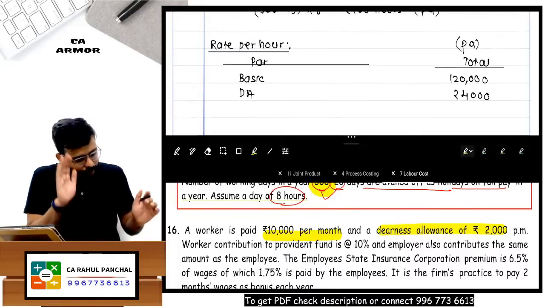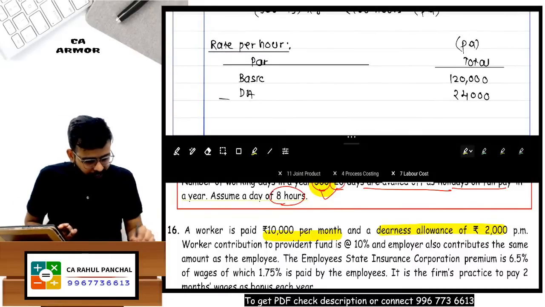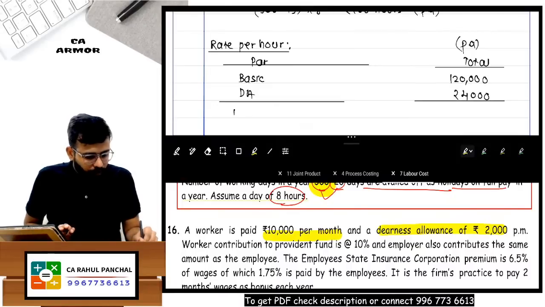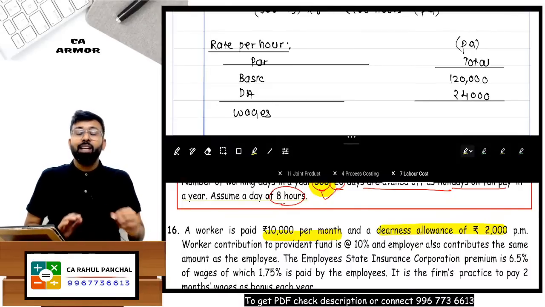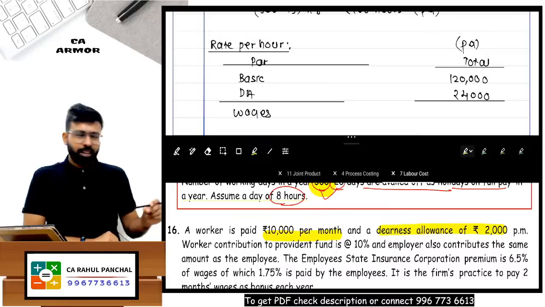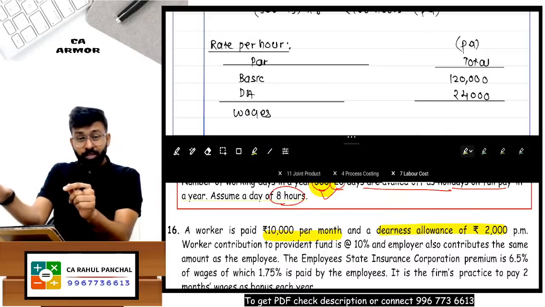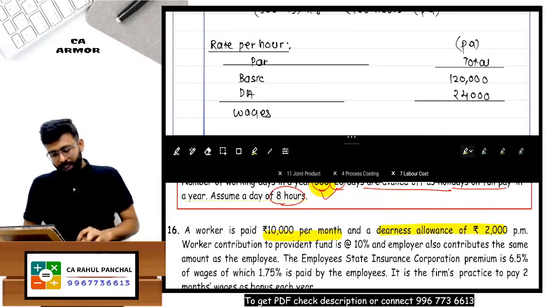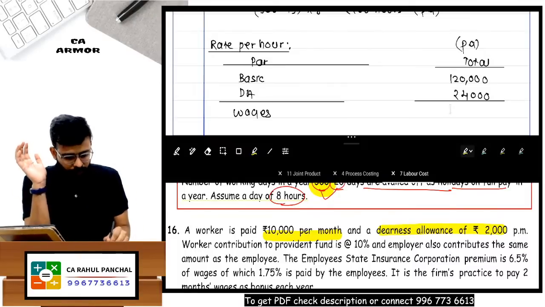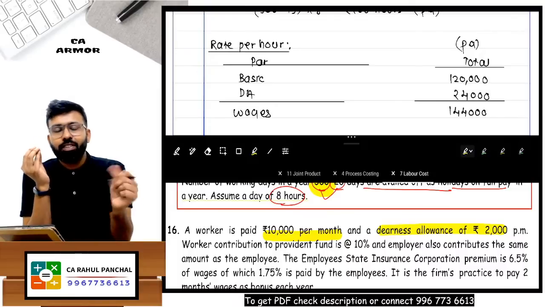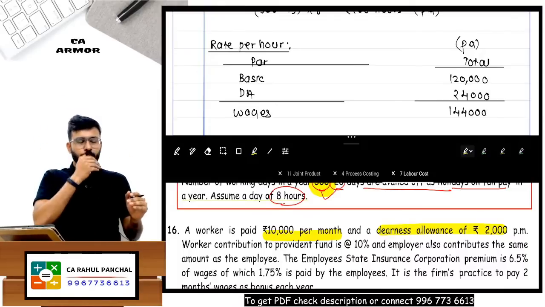Now, there is one thing. There is a catch. After adding this, whatever answer you get, this is known as wages. That is the salary I pay to my worker. This is basic, and to compensate for inflation, this is dearness allowance. So 1,20,000 plus 24,000, that is 1,44,000. This is the basic plus dearness allowance that I pay to my worker as wages, we will say that.